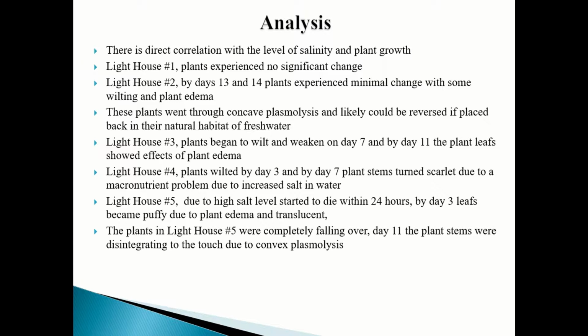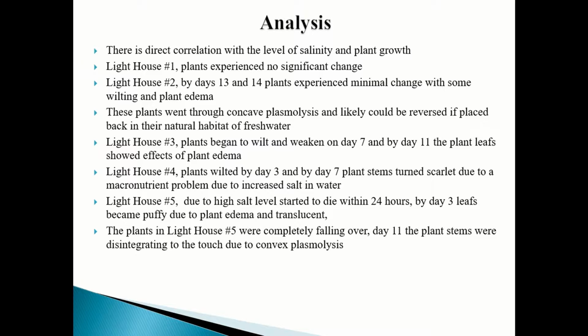The plants in Lighthouse 4 started to wilt by day 3, which is much earlier than other plants. By day 9, as seen in data table 2, there was an 8 centimeter height difference, and by day 14, the plant was only standing at 5 centimeters tall due to the plant stems being so weak. This was a 75% decrease in height.